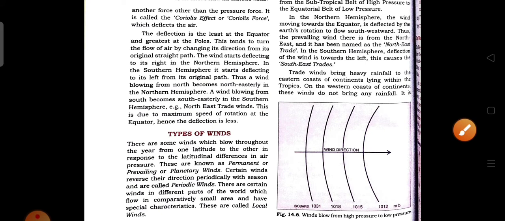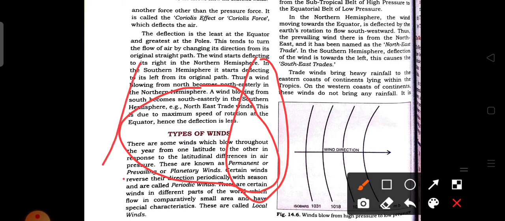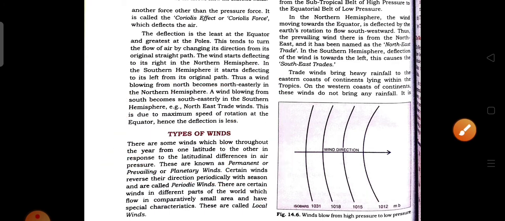The trade wind brings heavy rainfall to the eastern coast of the continent. So if this is a continent, it brings rainfall to the eastern coast of the continent within the tropics. On the western coast of the continent, this wind does not bring any rainfall. So here is the rainfall area. It does not bring any rain in the western coast of the continent.